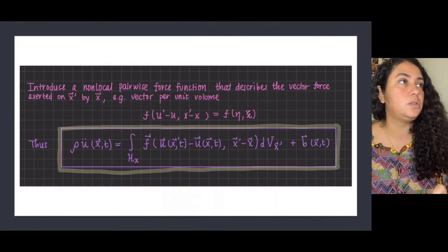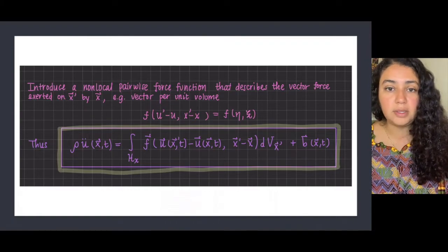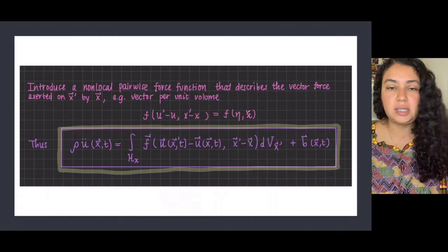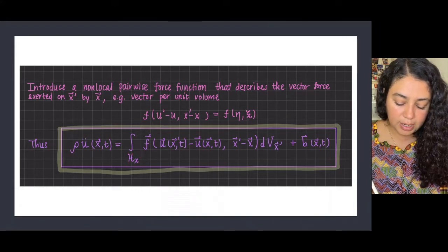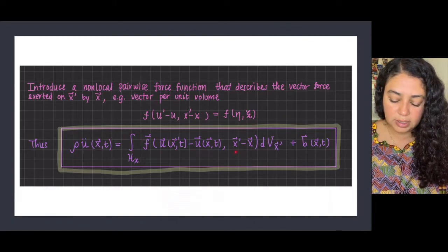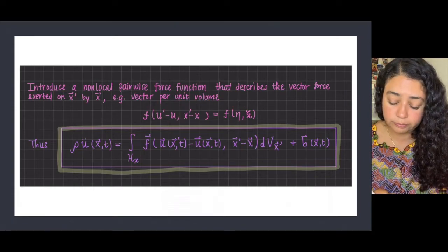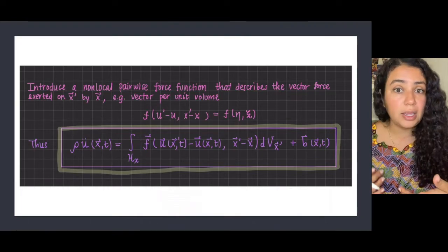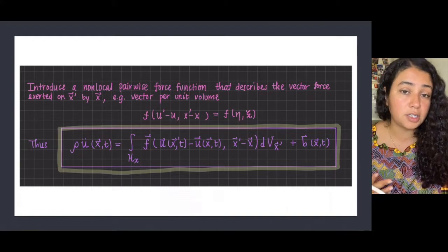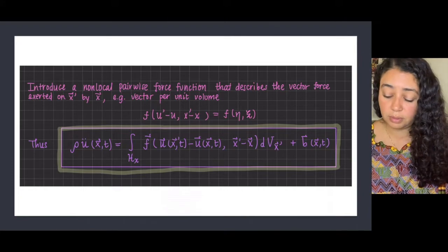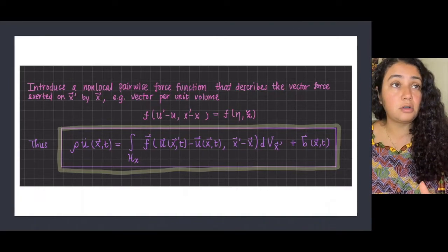But instead, I'm going to introduce a non-local pairwise force function that describes the vector force exerted on the points in the interaction zone with respect to x, for example, vector per unit volume. So I still have mass and acceleration, but instead I'm going to add up all of the forces with respect to the bonds and the displaced bonds in the interaction zone. And that will describe my force function. In this sense, I'm concerned that this integral exists, which requires a lot less of the original displacement function. It doesn't require, for example, that it have derivatives. And then any external forces that I might need. And this is the classical peridynamics equation of motion.